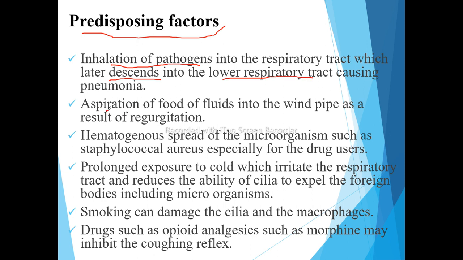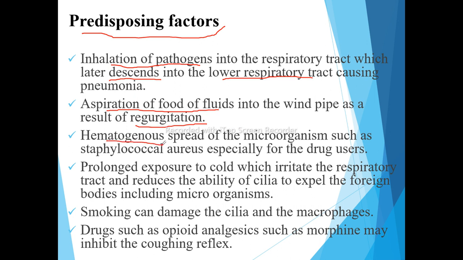Then apart from that, also aspiration of food into the windpipe. Probably this can come as a result of regurgitation. Regurgitation is where the content of the stomach is pushed back into the esophagus. So this can occur, and it can lead to aspiration, where the fluids or food enter the windpipe. Later they may settle and cause pneumonia.